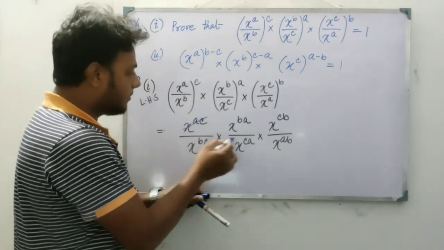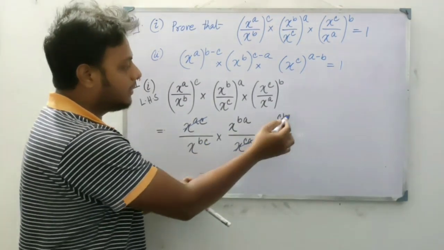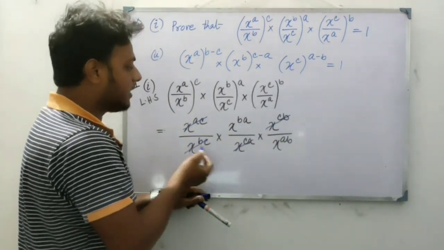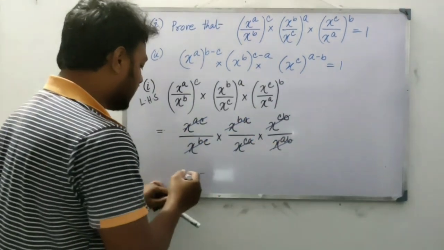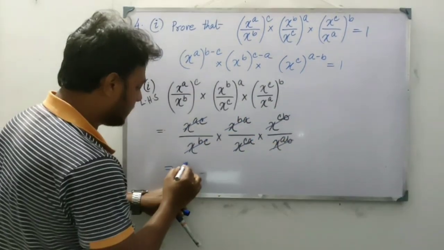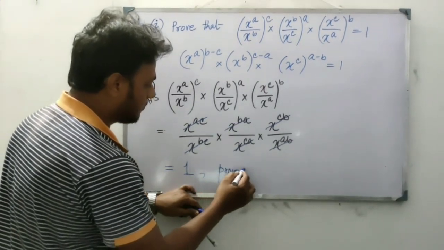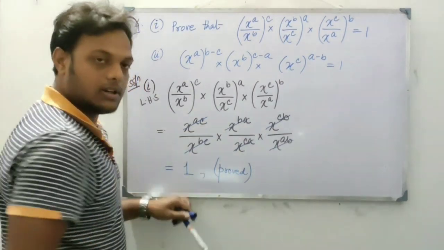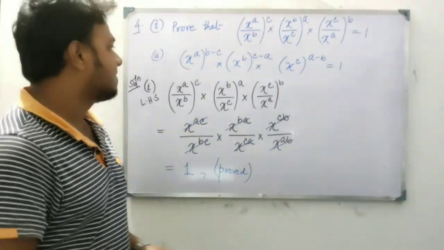These two are the same term, so we can cancel this term. x to the power bc and x to the power cb, cb and bc are the same thing, so cancel. x to the power ba and x to the power ab are the same thing. So all the terms cancel out and the answer is 1. So this completes the proof. Understood? Very easy problem. So note down.